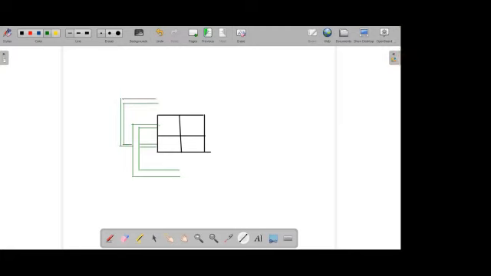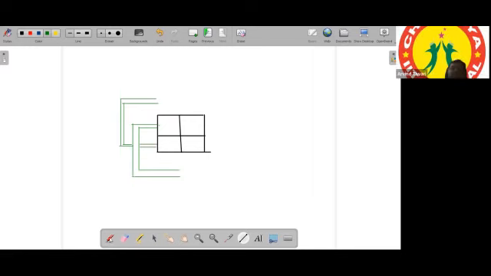Sir, I have a doubt. In physics, if they ask about rainbow formation, are we supposed to even draw the diagram for that? Yeah, if you are asked about the rainbow, do not draw the rainbow, but at least write the colors of the rainbow in the sequence.